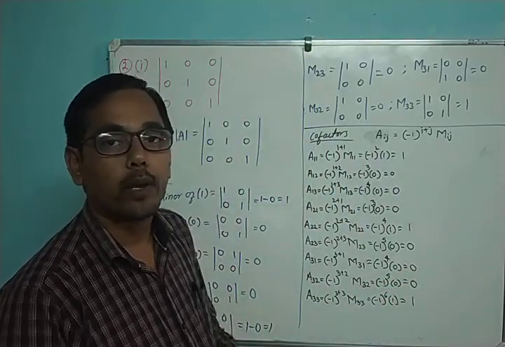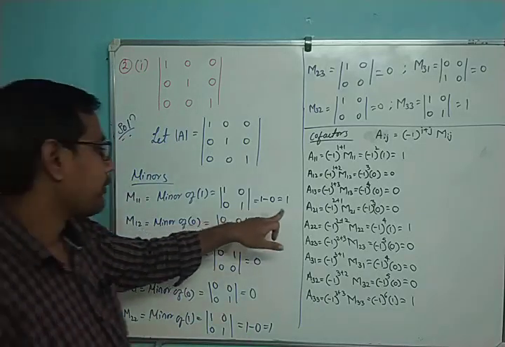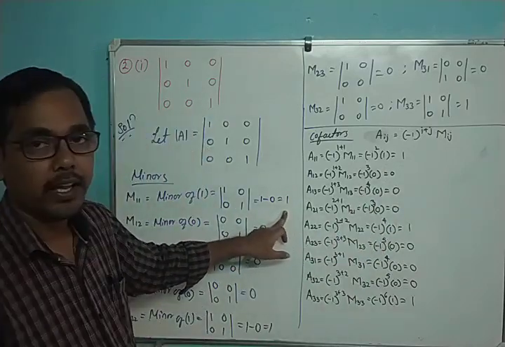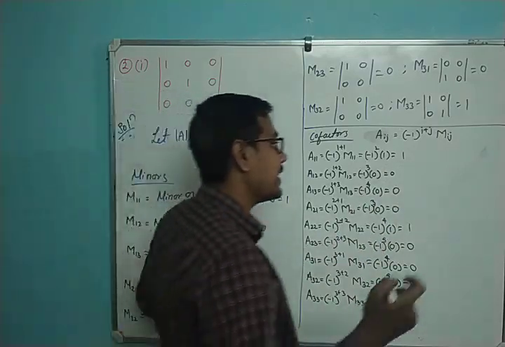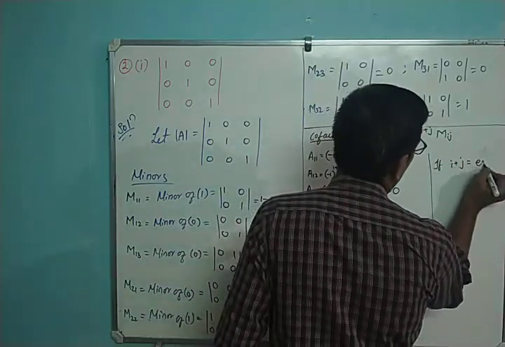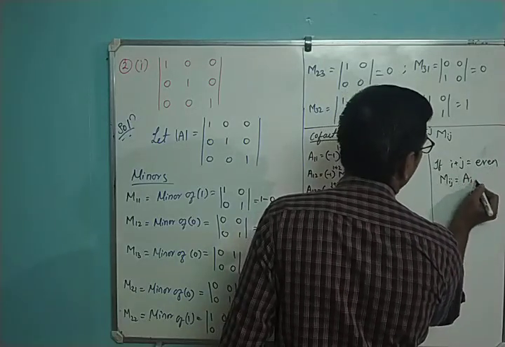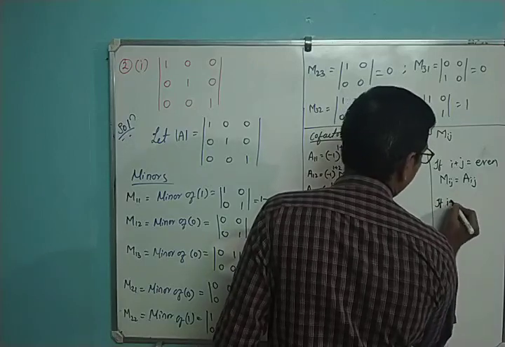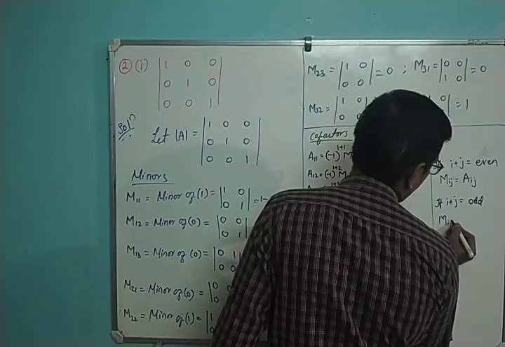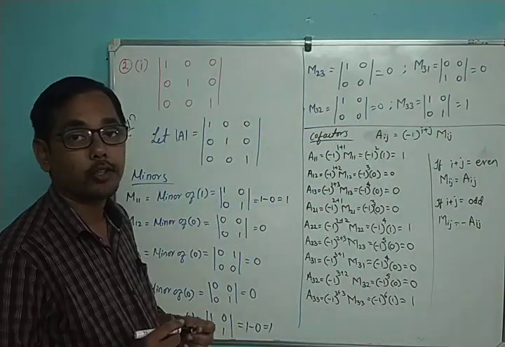So this is how we need to calculate all the minors and cofactors. So once again you observe here, minor M11 is 1. So cofactor A11 also will be 1 because i plus j is even. As I said, if i plus j is even, then Mij is equal to Aij. If i plus j is odd, Mij is equal to minus of Aij. Right? This is the thing you should always remember.